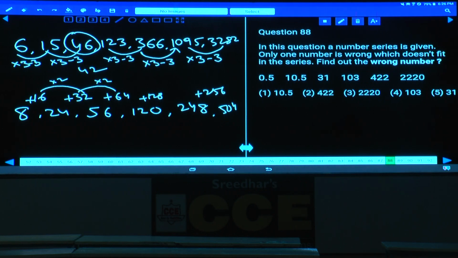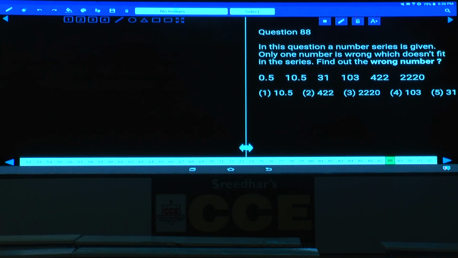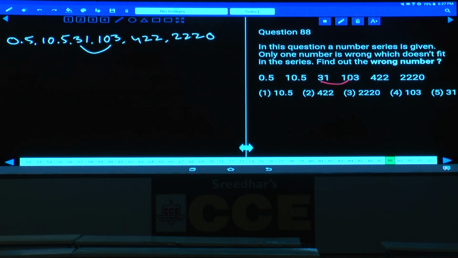Then product or combination, then 0.5, 10.5, 31 and 103. Yes, so how to relate these to 31 and 103? 0.5, 10.5, 31, 103, and the next one is 422. Then tell me what should be the next one here? 2220 are the numbers. Now 31 and 103, how to relate these two?